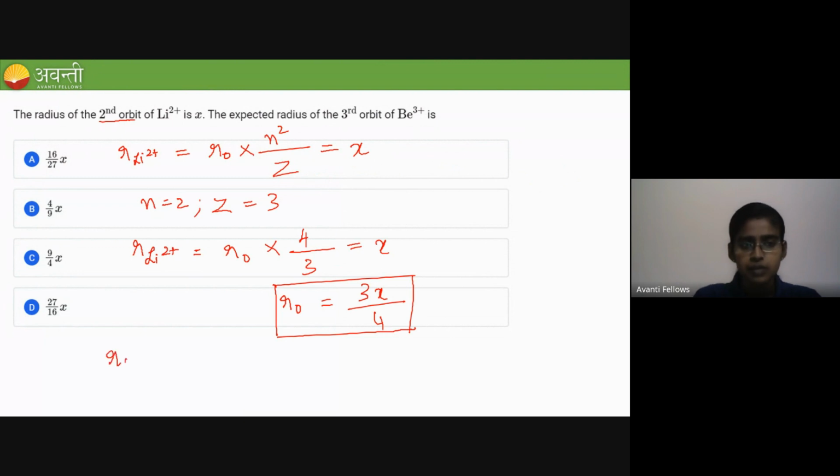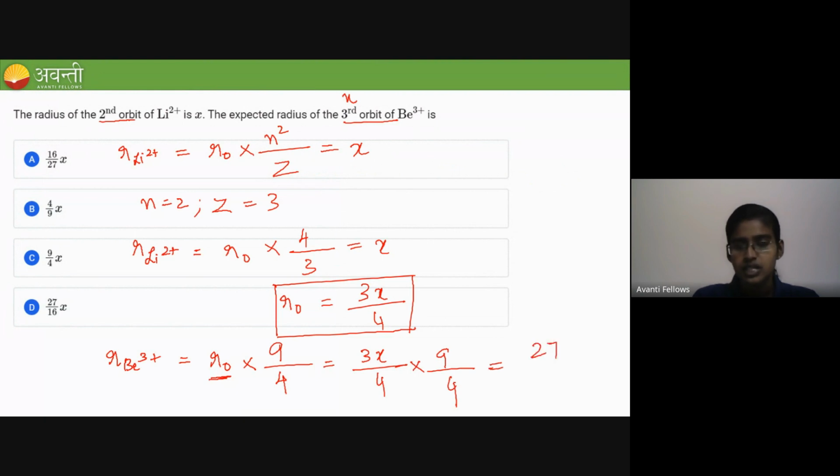And for beryllium 3 plus, the n value is 3 and the atomic number of beryllium is 4. So it will be R0 into 3 square, which is 9, divided by the atomic number of beryllium, 4. Now just substitute the value of R0 here. You will get 3x by 4 into 9 by 4. 3 into 9 is 27x, 4 into 4 is 16. So the expected radius of the third orbit of beryllium 3 plus is 27 by 16x. Option D is the correct answer.